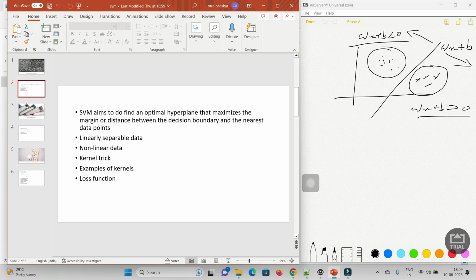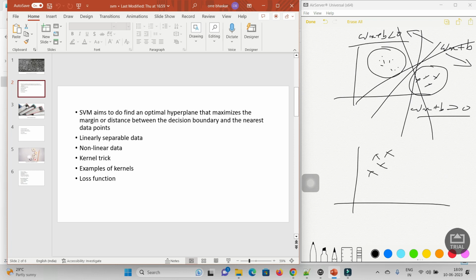Can it be just one hyperplane? Can't we separate like this or like this or like this? What can we do? We can separate data points by different lines or different hyperplanes, but which hyperplane to consider? Well, we'll consider the hyperplane which has the maximum margin.